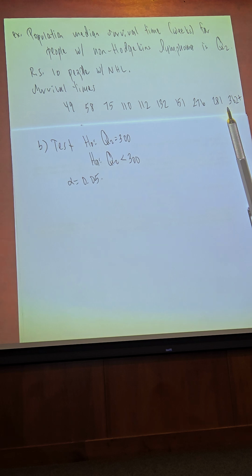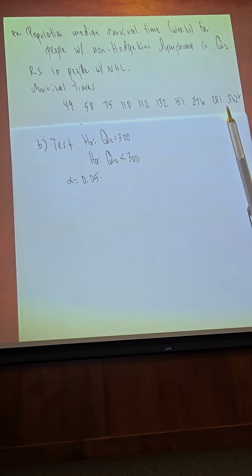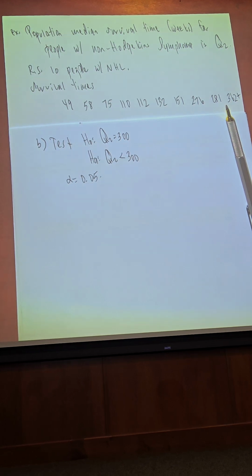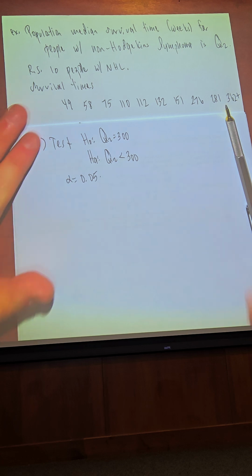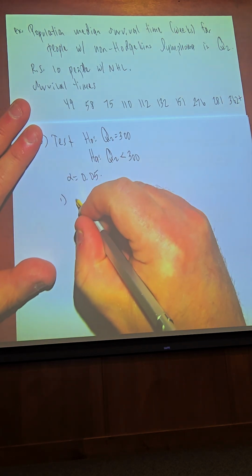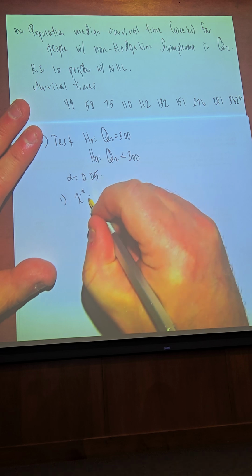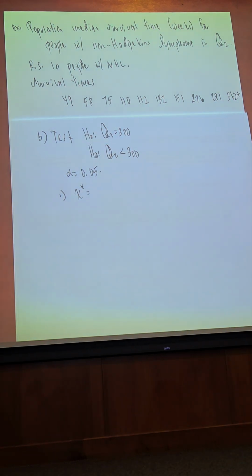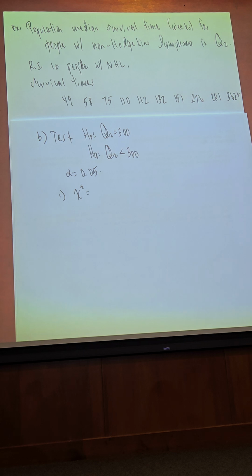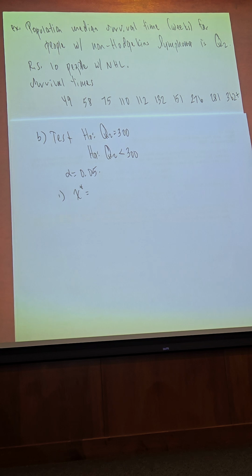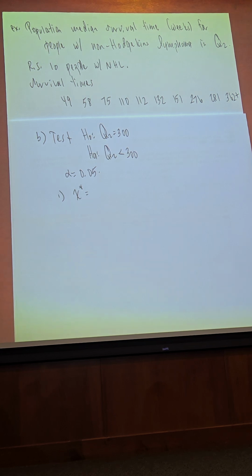As such, do you think the median is less than 300 just looking at this? Do you think I'm going to reject the null hypothesis? I think so. So let's do it. So step 1, we'll get my test statistic. And let's just call it X star. Now, when my alternative was greater than, we counted the number of points above the median. When my alternative is less than, I'm going to count the number of points that fall below the median.